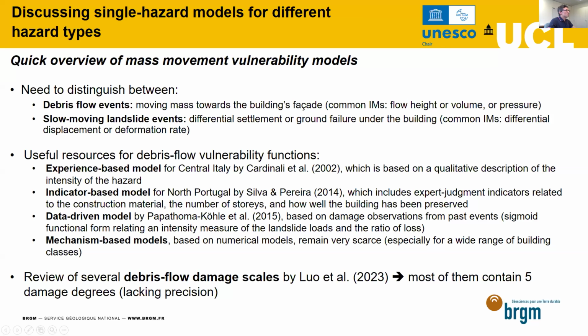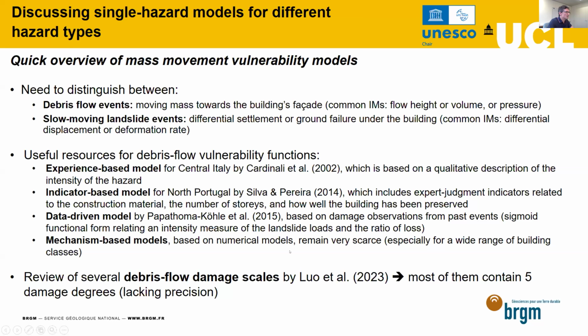And here again are some examples of debris flow vulnerability functions, some based on experience or on a qualitative description of the intensity of the hazard, indicator-based models as well, which use expert judgment indicators, data-driven models, damage-driven models, sorry, again based on damage observations, and also mechanism-based models, which are based on numerical models. These are quite scarce, especially if you want to consider a wide range of different building classes and so on. If you want to copy what is done in the case of seismic hazard, for instance, there are still not a lot of models like this.